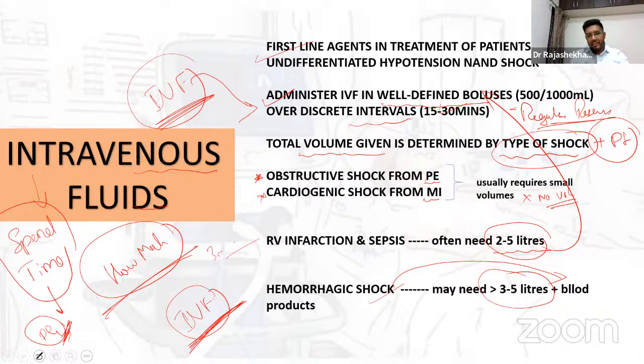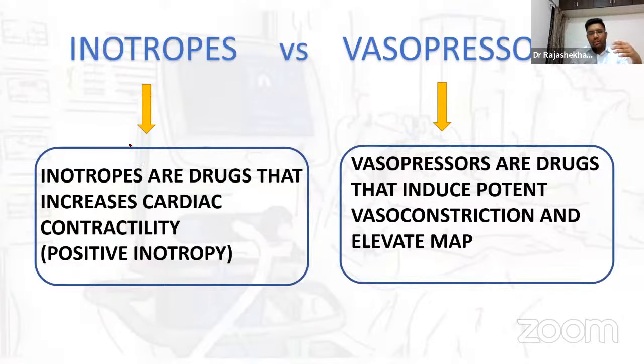Next, after the IV fluids in shock, there comes the role of inotropes and vasopressors. Let me take this concept clearly here. Inotropes and vasopressors are not similar things. Inotropes are the drugs that increase cardiac contractility, that means they cause positive inotropy. Whereas what are vasopressors? They are the drugs that induce potent vasoconstriction.